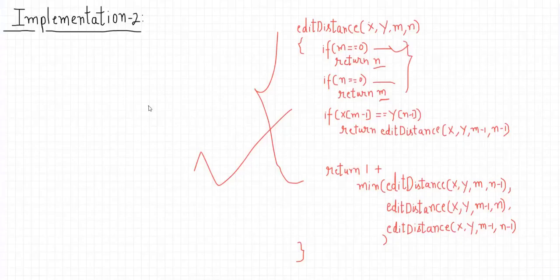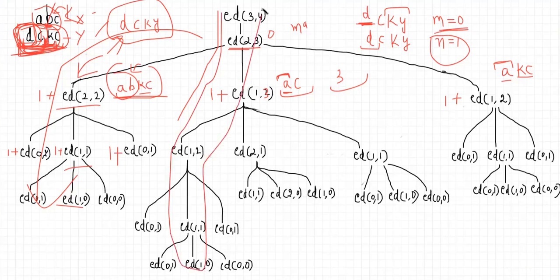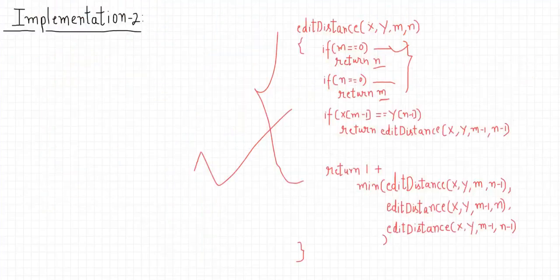Now let's discuss the time and space complexity for this recursive code. Observe that in this tree, each function may call 3 functions at max. So that's why the branching factor is 3, while the height of the tree may go up to a maximum of whatever the lengths of strings X and Y are. That's why the time complexity will be exponential. It will be 3 raised to the power max of N and M, where N is the length of string Y and M is the length of string X. So this is the time complexity for this recursive code, that is big O of 3 raised to the power max of M and N.